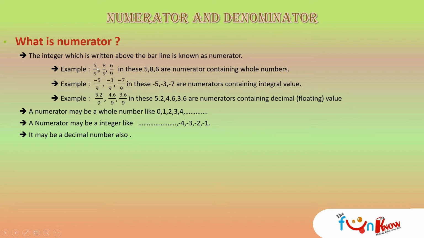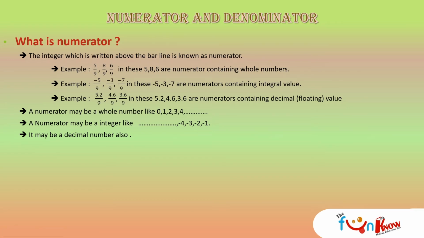As I have told you, students, just imagine if this is a fraction, an integer which is written above a bar line. So 5 here will be a numerator. 8 will be the numerator. 6 will be the numerator. As in this example, 5, 8, 6 are the numerators containing whole numbers.